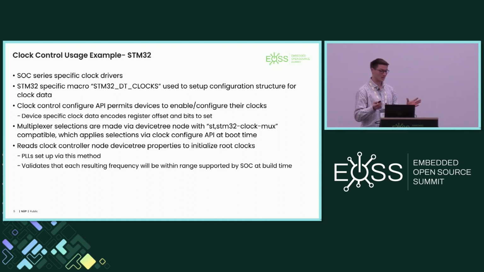and then there are these macros. So STM32 GET clocks, what does that do? It sets up configuration data for the clock based off what's present in the device tree, based off these specifiers. So you have this clock node in the device tree, and then these specifiers, and this macro extracts that data, packages it up in a way that the STM clock driver will understand, and then you can pass it through with this clock configure API. So we have the ability to do things like enable or configure clocks, and that is all device-specific data.